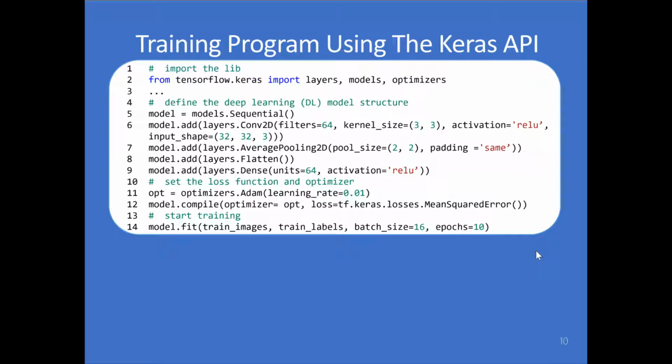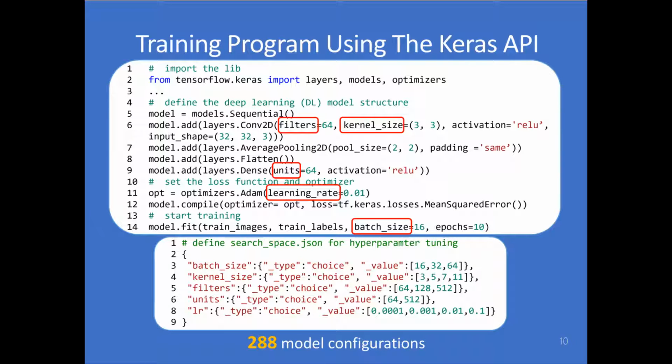The first figure shows a simple TensorFlow training program using the Keras API, which sets up a sequential model with the framework's built-in Conv2D, AveragePooling2D, Flatten, and Dense operators. The filter size, kernel size, and the number of units are hyperparameters, which are parameters to control the training process. The second figure shows the setting of the training program supported by the AutoML tool NNI with HPO. The code defines the possible values of tunable hyperparameters. This configuration space contains 288 model configurations.